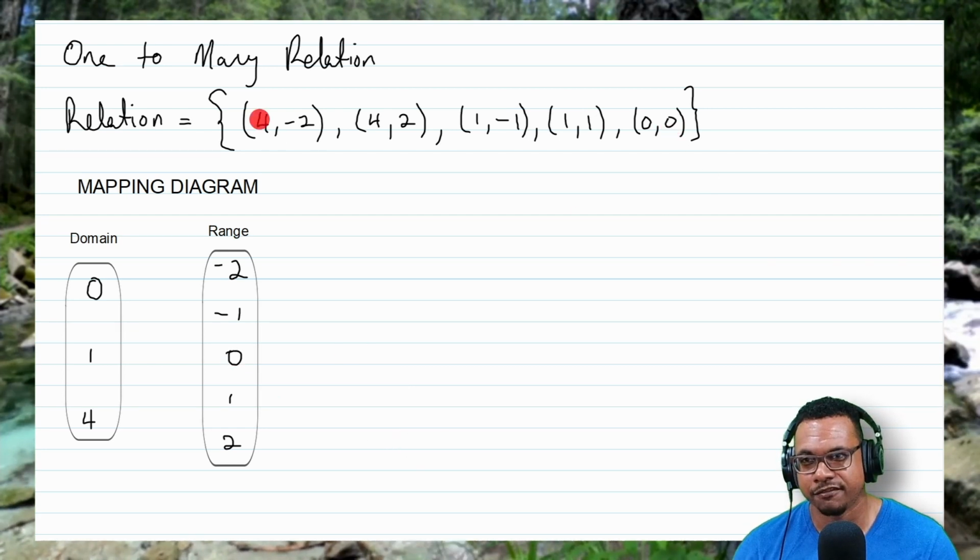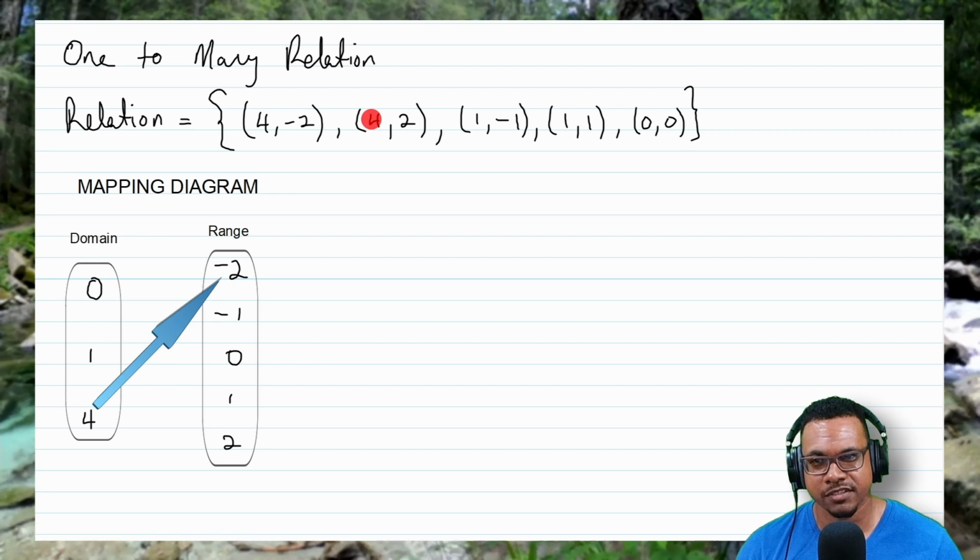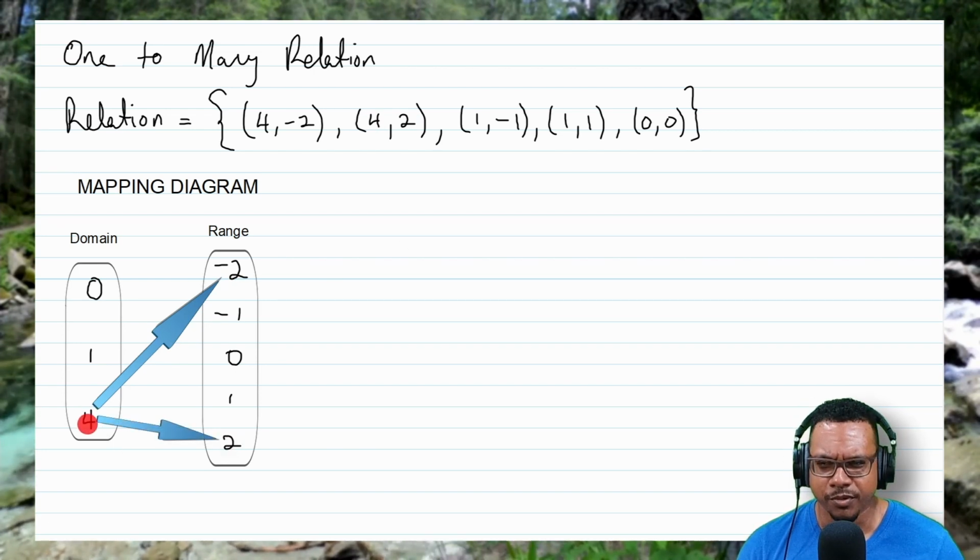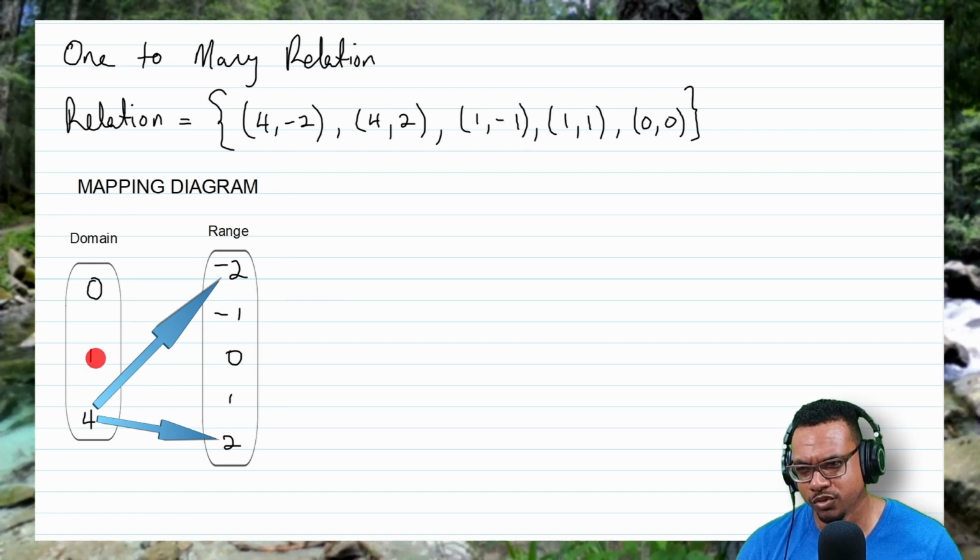So first of all, we're going to have 4 mapped to -2. So 4 here in the domain, mapped to -2 in the range. So the arrow is pointed from 4 to -2. Then I have +4 mapped to +2. So that's 4 in the domain mapped to this +2 here. The arrow is pointed from 4 to 2. Then I'll have 1 in the domain mapped to -1 in the range. So that's 1 in the domain here mapped to -1 in the range here.